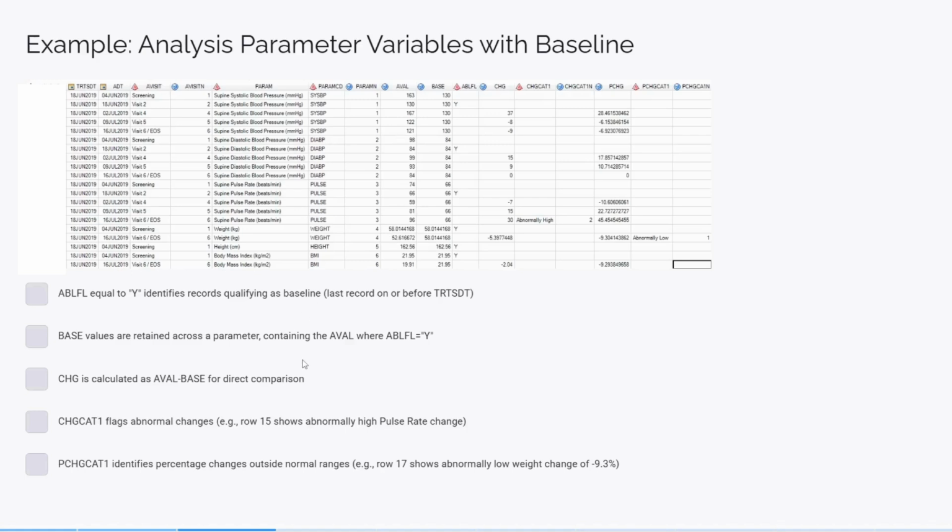And next, the change category flags abnormal changes. If there are any abnormal changes, it gives, like, abnormally high. So if the value is higher, it gives the record the value abnormally high. So the percentage change category identifies the percentage changes outside the normal ranges. For example, row 17, you can see that row 17 is abnormally low. That is the percentage change category.